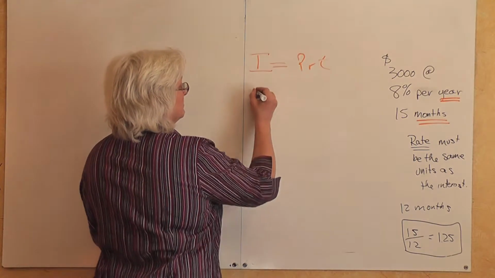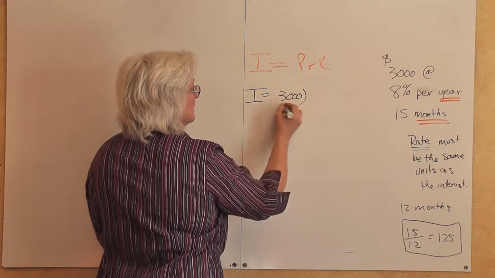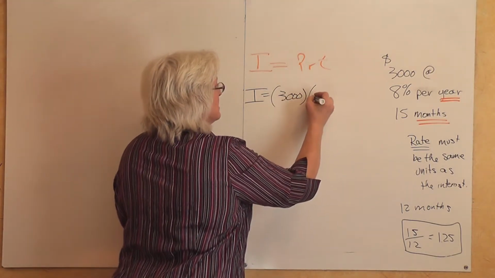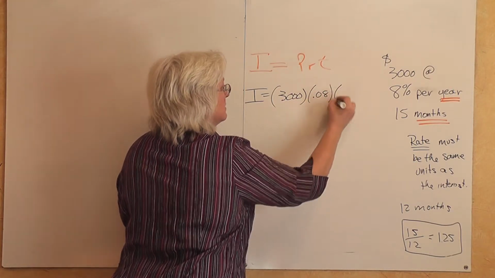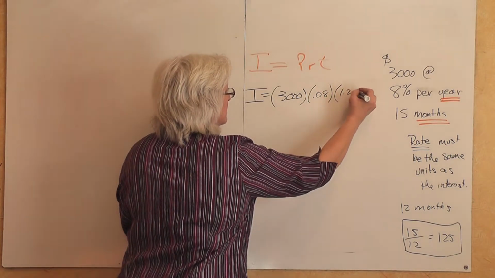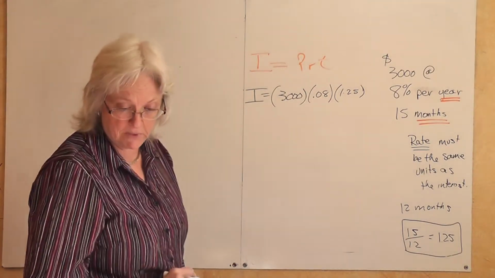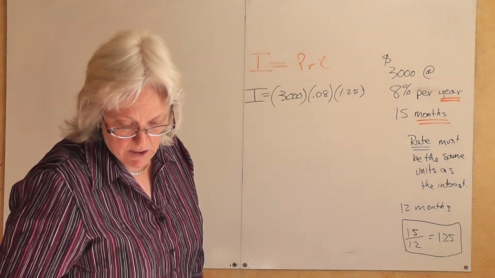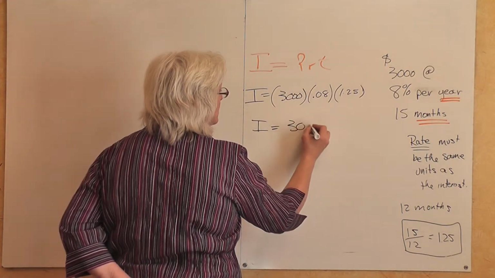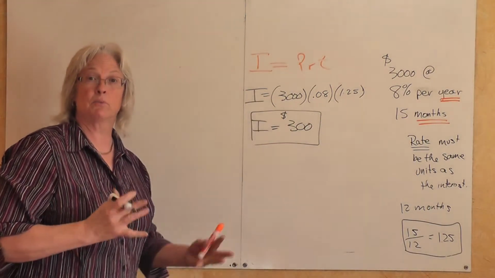Then we simply plug this in. Principal is 3,000. Interest is 8%. And how do you write 8% as a decimal? 0.08. 15 months expressed as a decimal is 1.25. Go ahead and do all of your multiplication on this, and you end up with the amount of interest charged is $300. And that's the end of your problem.